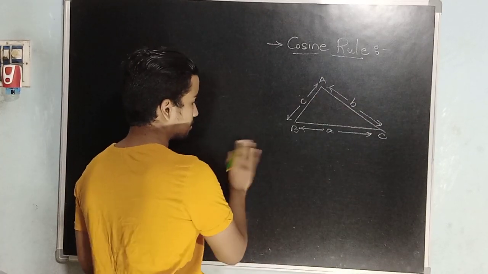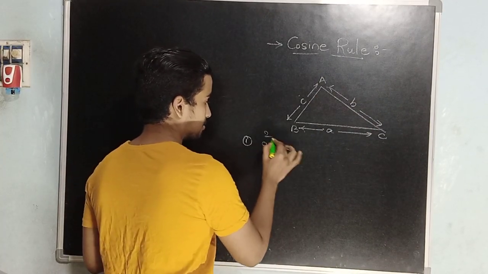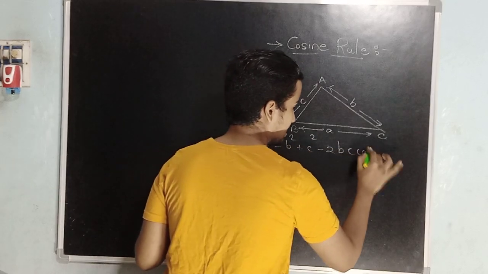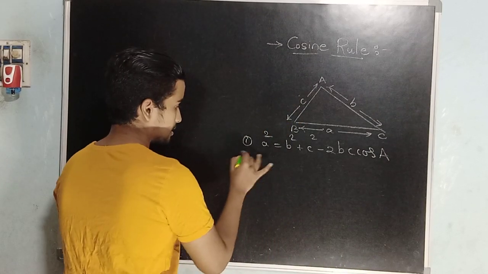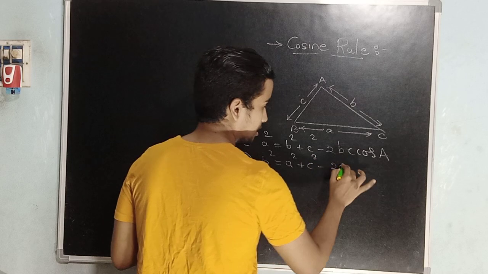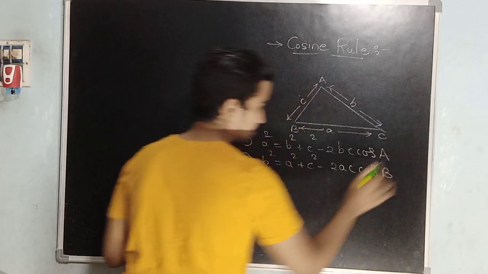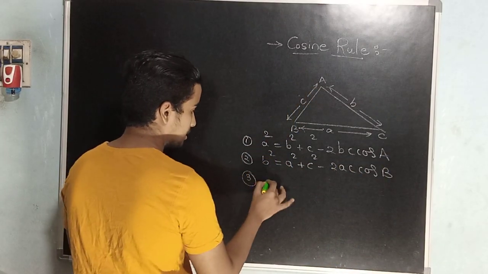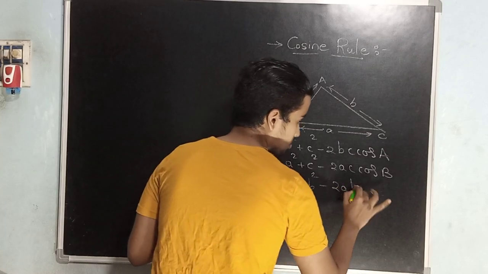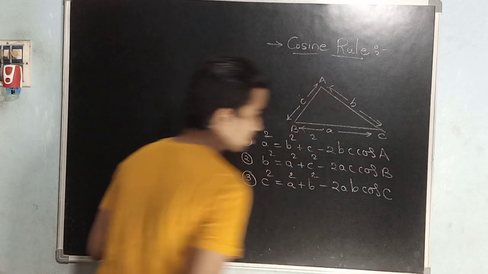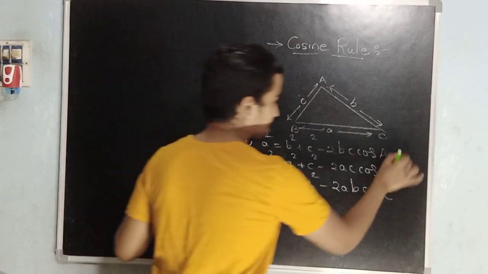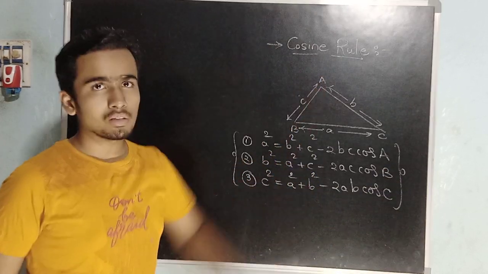Here the first one is a square is equal to b square plus c square minus 2bc cos A. The second principle is b square is equal to a square plus c square minus 2ac cos B. And the third principle is c square is equal to a square plus b square minus 2ab cos C. So these three principles are regarded as cosine rule.